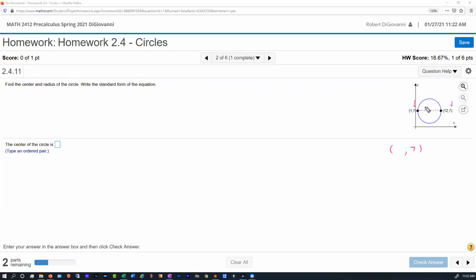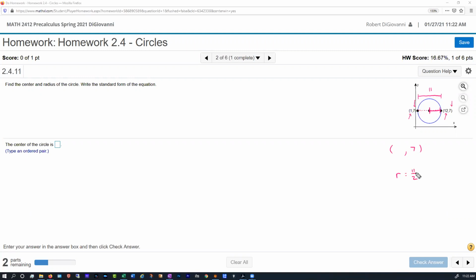Now we need to figure out the total distance from that edge to that edge. You can look at the x coordinate here is 1, the x coordinate here is 12. That means we have to move 11 units to get all the way across. The radius will be half of that. So the radius should just be 11 divided by 2.